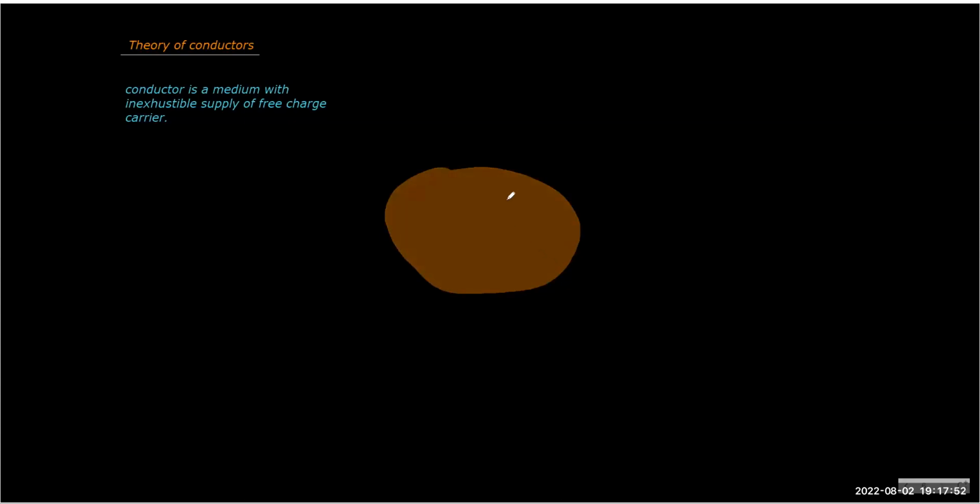So imagine this is the conductor. Of course, you cannot see what is inside, but you have to believe that this conductor will have free electrons, and the electrons will be in large number. Okay. And now let's say you bring a charge.